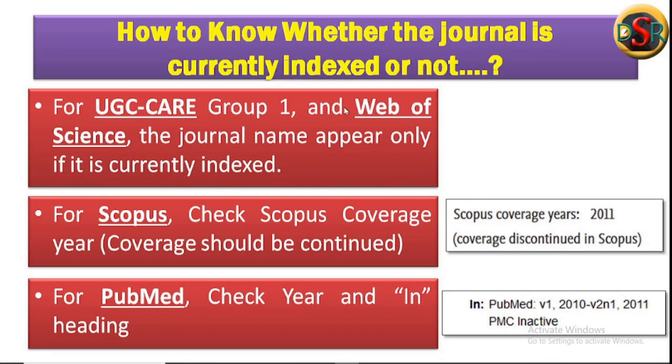For UGC-CARE Group 1 and Web of Science, the journal name appears only if it is currently indexed. For Scopus, check the current coverage year, that means whether the coverage is continued or discontinued. And for PubMed journals, check the year and the In heading. If the In heading is active, then the journal is in PubMed. If inactive, then the journal will not have PubMed indexing.